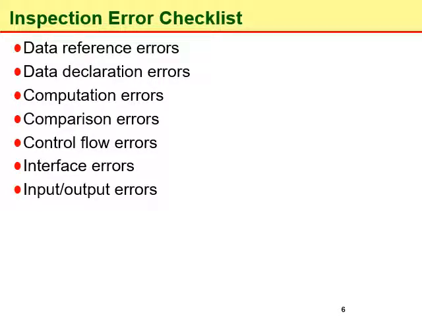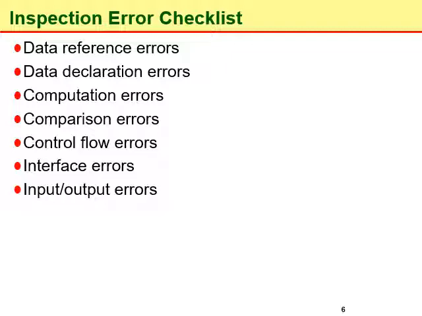Okay, here we have an error checklist for inspection activity. So, in fact, we are interested in looking at errors of different types. For example, data or reference errors. For example, we might be interested in looking at whether a referenced variable has a value that is unset or uninitialized. Since this activity is related to identifying problems or defects in the code, we need to be very focused on looking at the code with respect to the items mentioned here in the checklist.